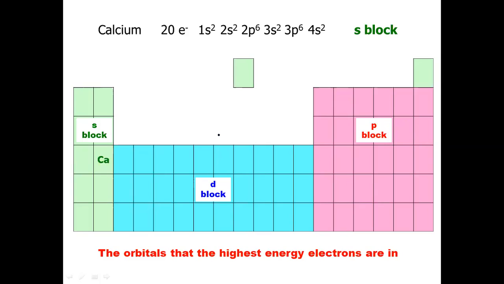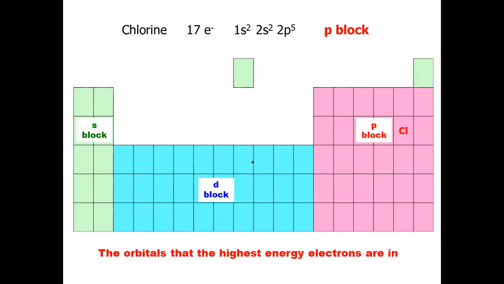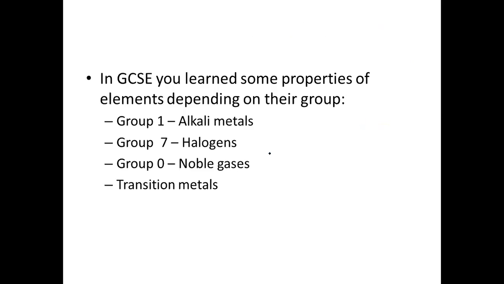They could say, identify which block iron belongs to, and explain why. So iron is over here, and you can see that the highest energy electrons are in the D, so it's a D block. Chlorine, the highest energy electrons are in P, so it's a P block. Helium is an S block.